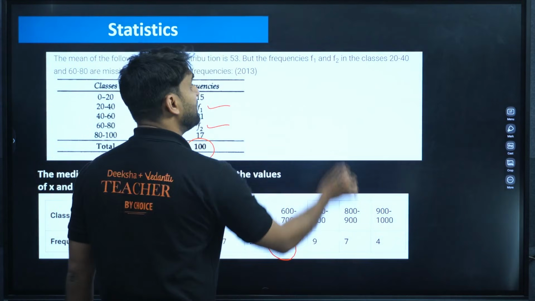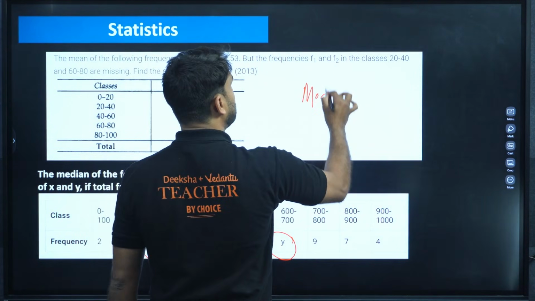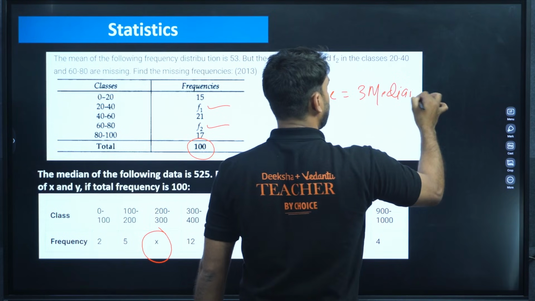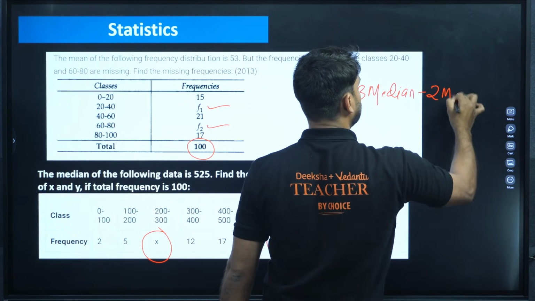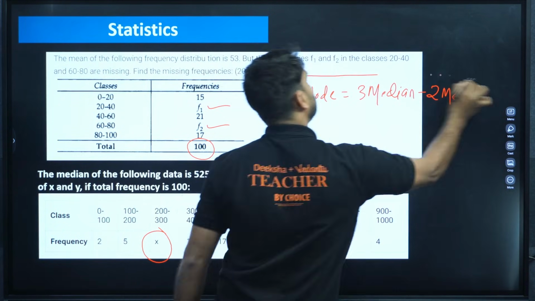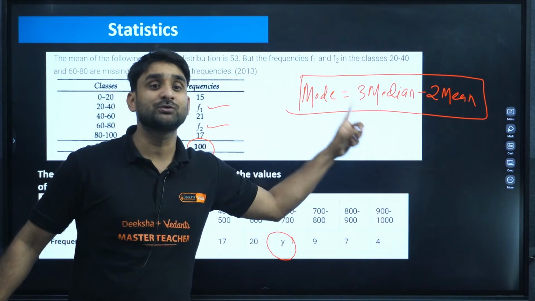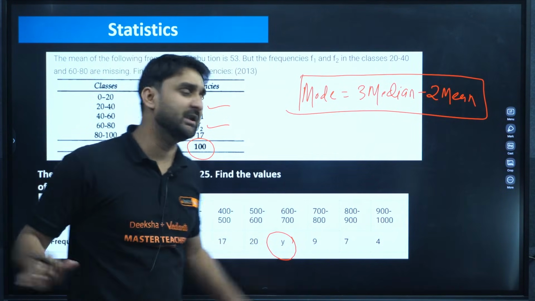And in statistics, one more formula, the empirical relation between mean, mode and median, is also important. Mode equals 3 median minus 2 mean. Please keep this formula in mind: mode equals 3 median minus 2 mean for any data.